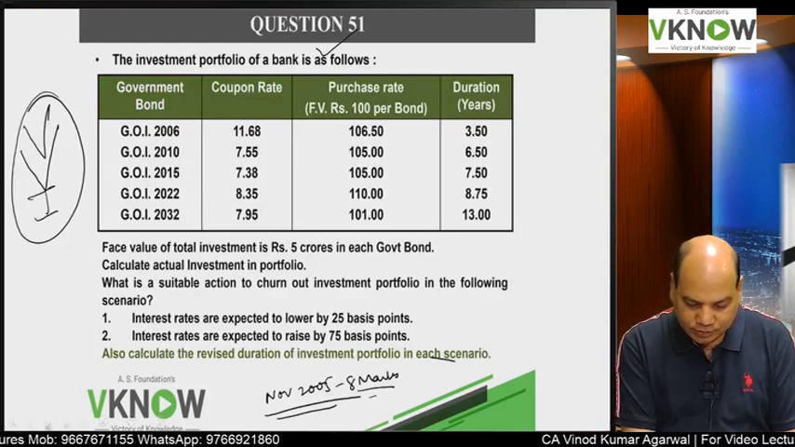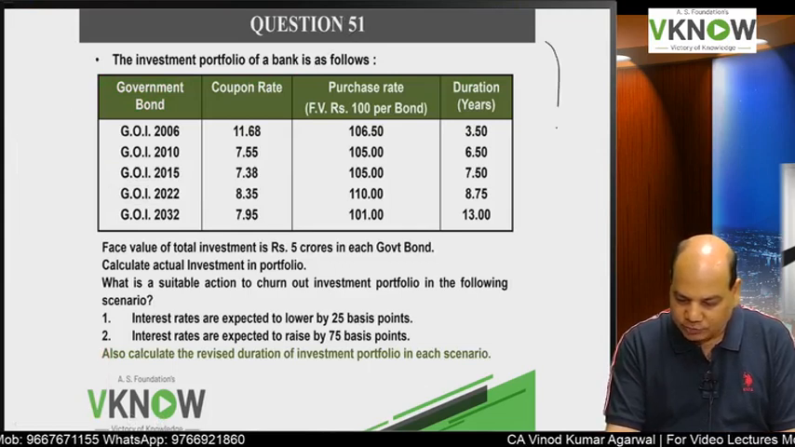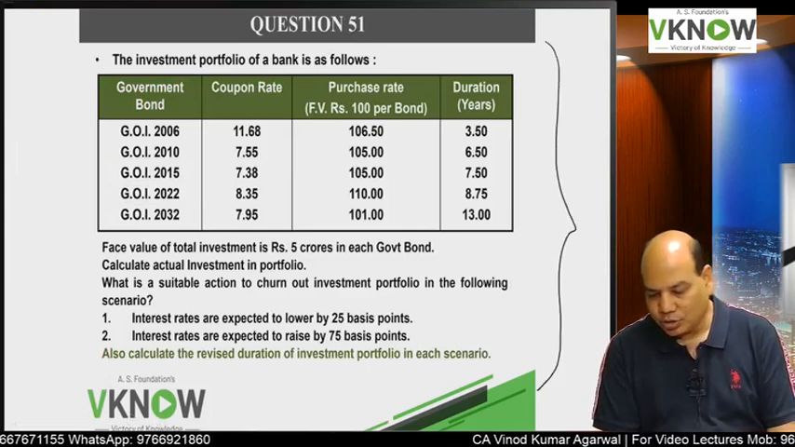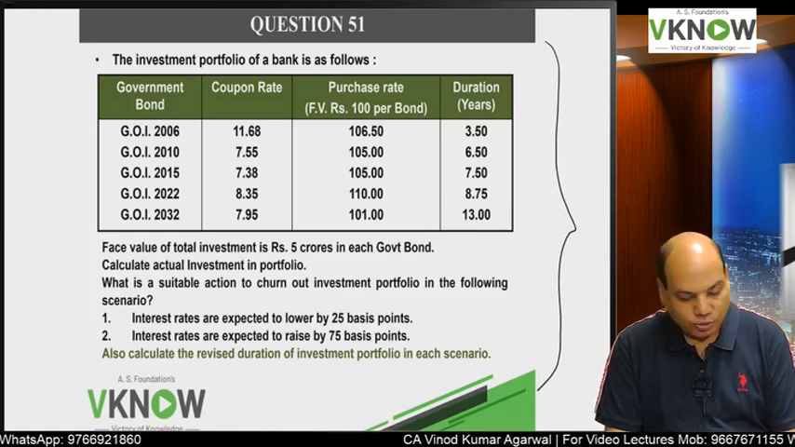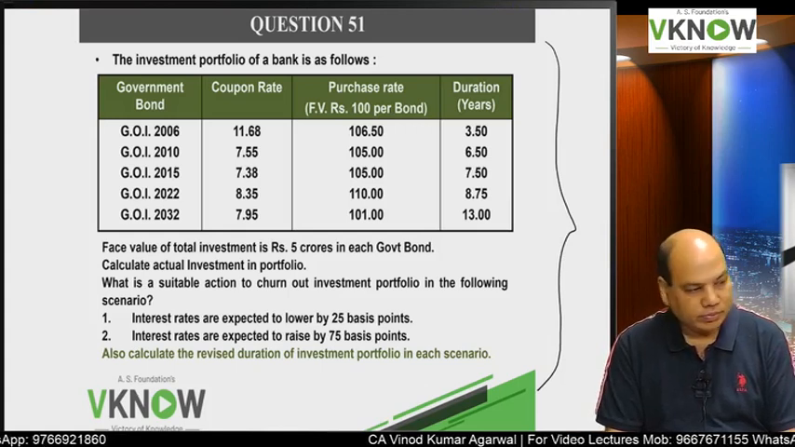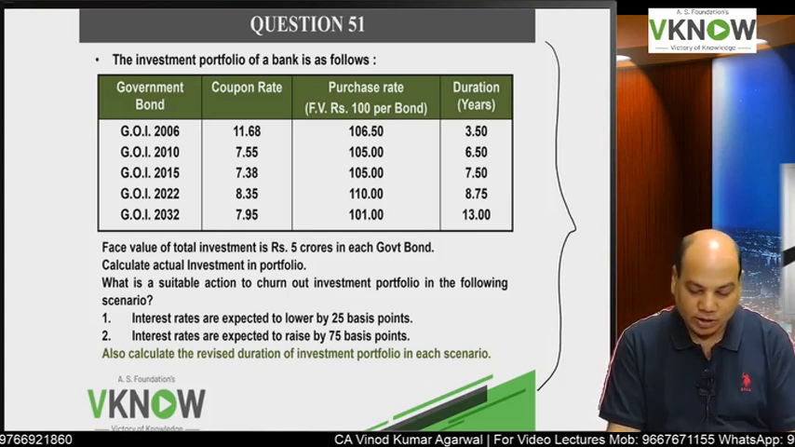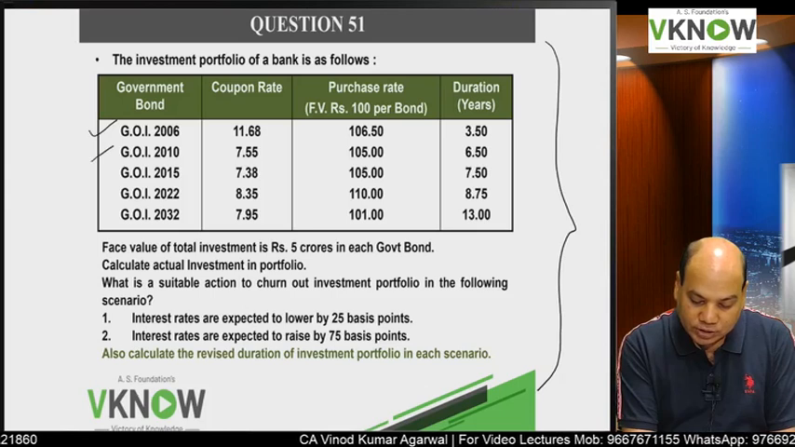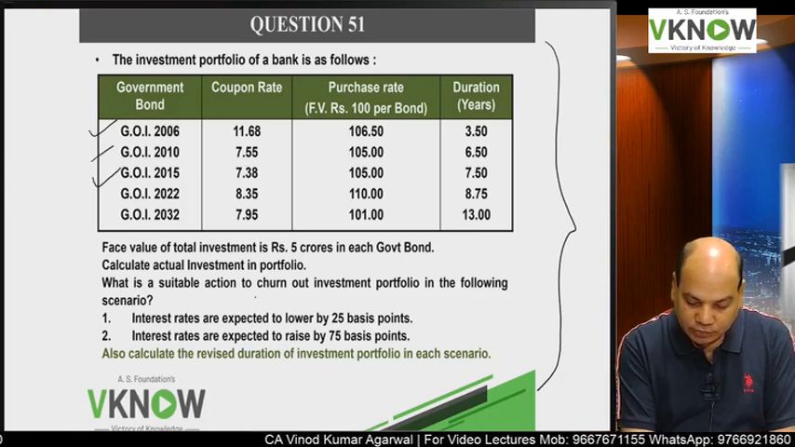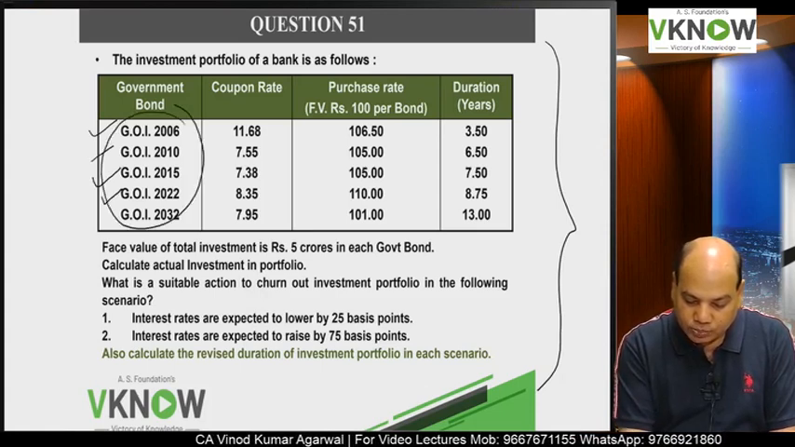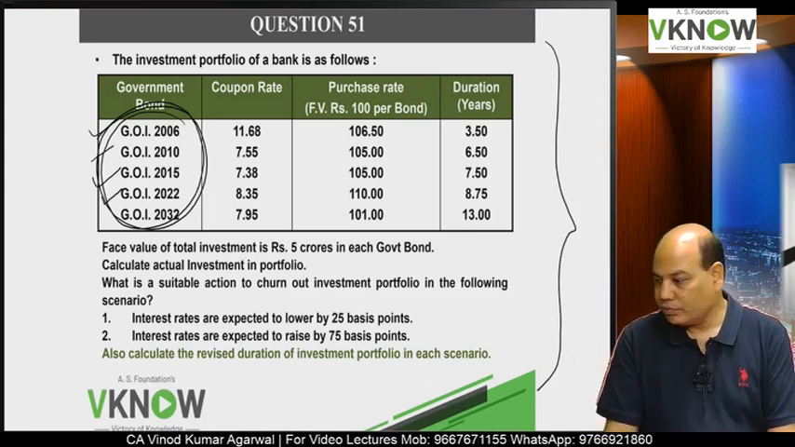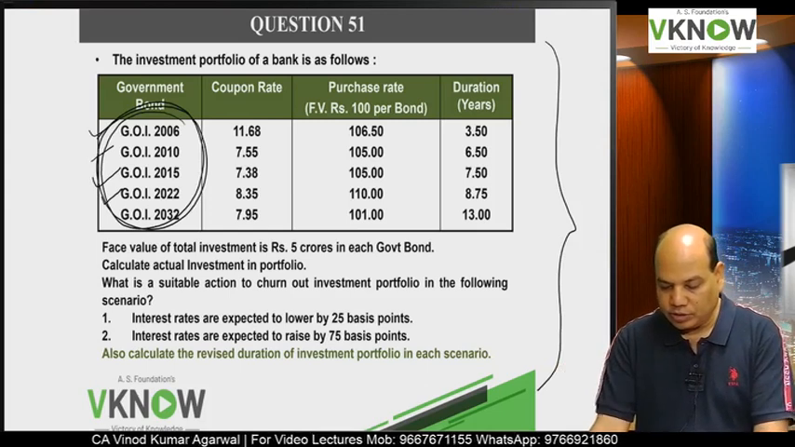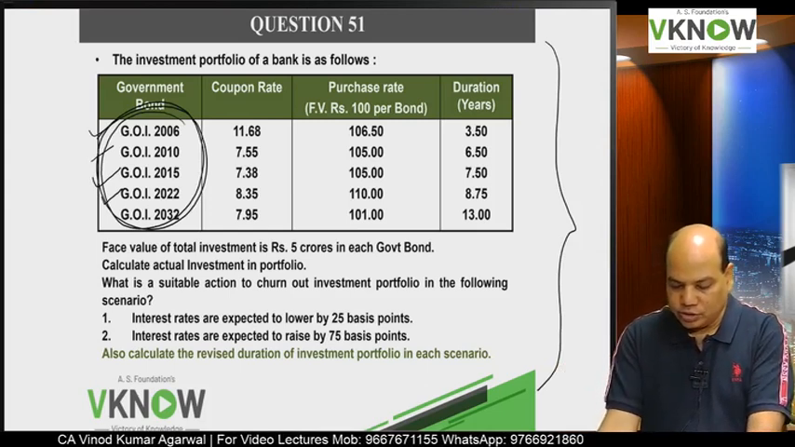Write down important. One day you will also become a fund manager and you will have to solve questions like this practically. The investment portfolio of a bank is as follows. The investment portfolio of a bank has 5 bonds, and we have seen one of the properties of the bond. The duration of a portfolio of bonds is the weighted average duration.